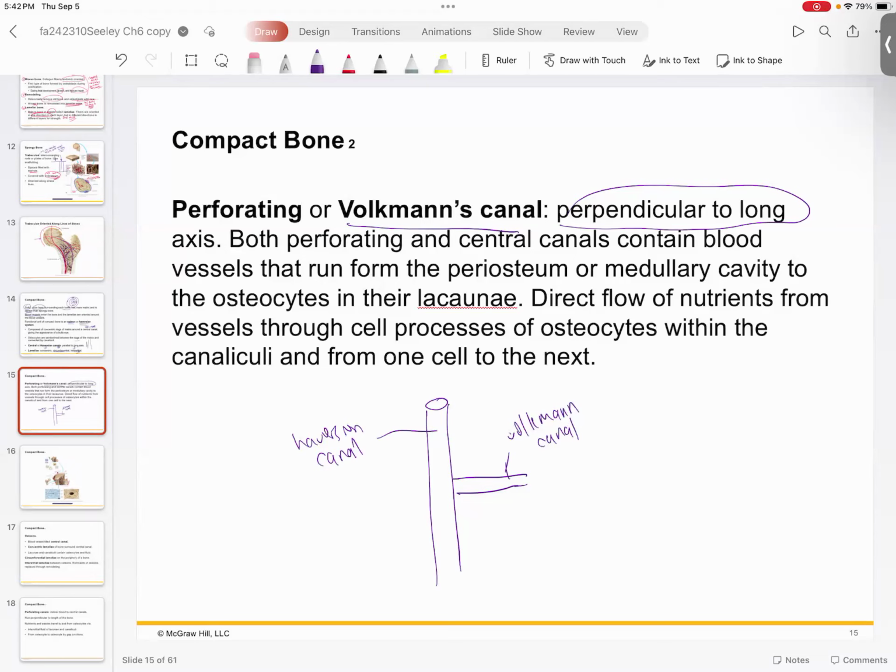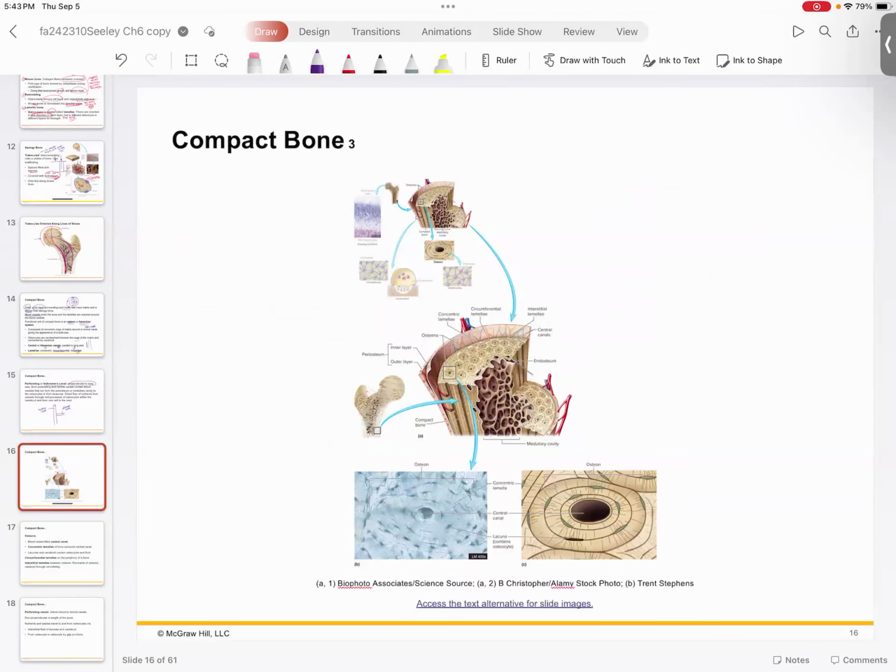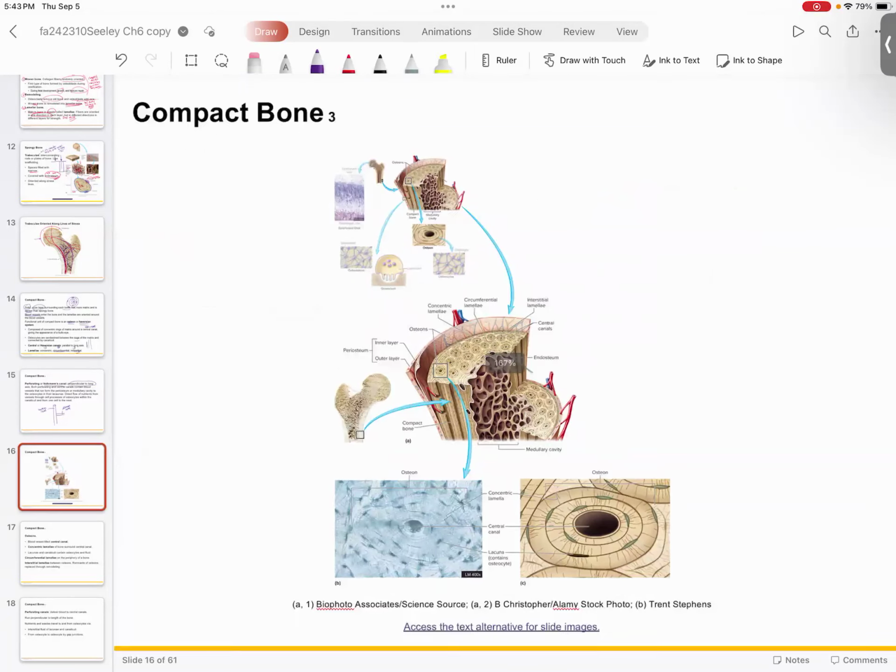And so what this basically does is it allows flow of nutrients and things of that nature to the osteocytes to keep those osteocytes alive. So basically it's all part of the vascular strategy to get nutrients to these cells themselves. So this is kind of what it looks like.